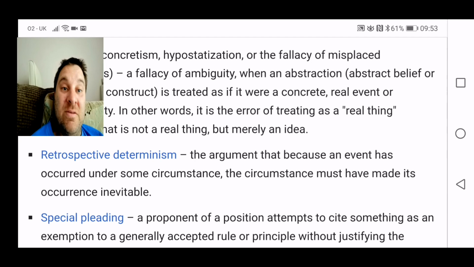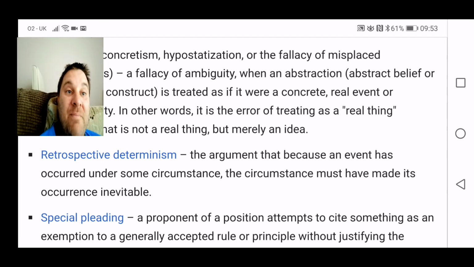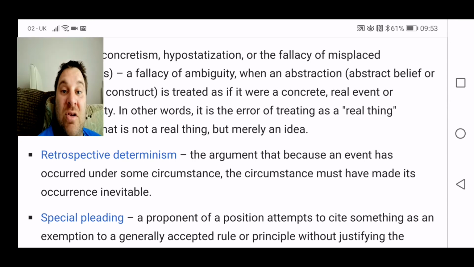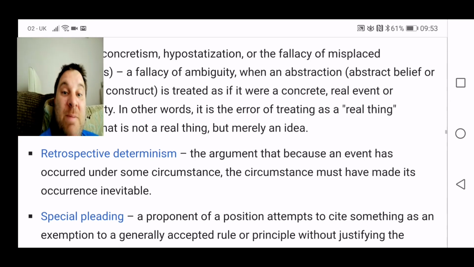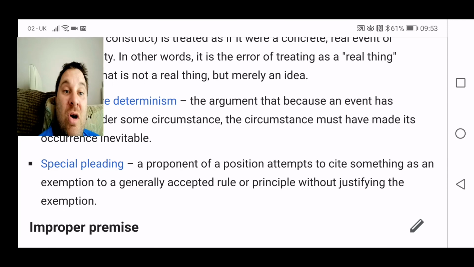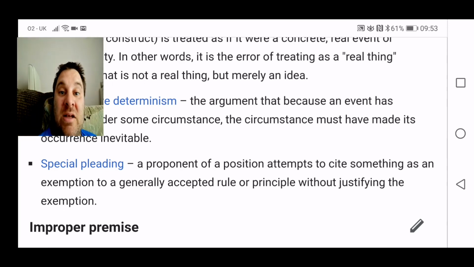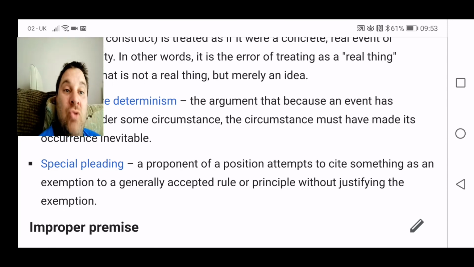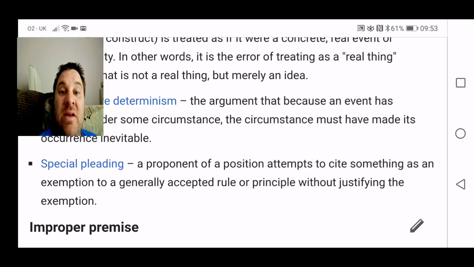Retrospective determinism. The argument that because an event has occurred under some circumstances, the circumstance must have made its occurrence inevitable. Special pleading. A proponent of a position attempts to cite something as an exemption to a generally accepted rule or principle without justifying the exemption.